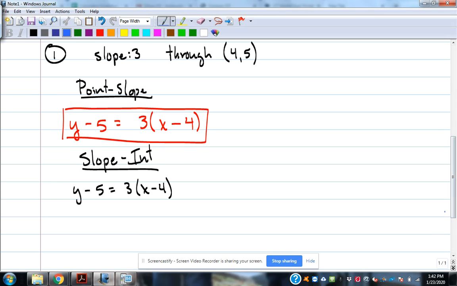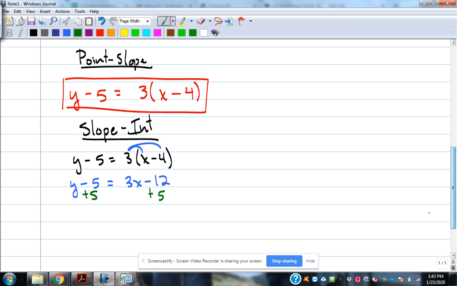So to do that, what should I do first here? Yeah, distribute the 3 before we add the 5, because multiplication in the order of operations happens first. So that's going to be 3x minus 12. And then I can add the 5 to its like term. Then that'd be y is equal to 3x minus 7. And there's our slope-intercept form of that equation.